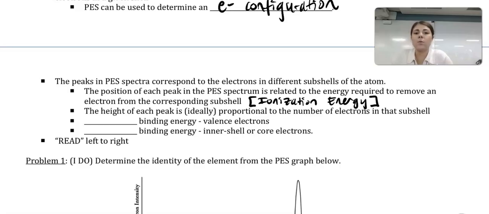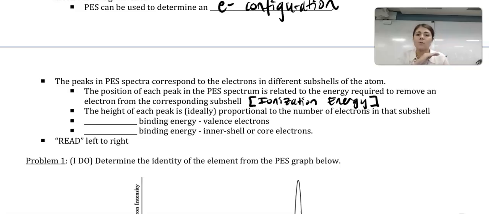Please note, when we remove electrons from energy levels, we always work our way outside in. You wouldn't just start with the 1s and remove electrons. You would start with your valence electrons and work your way towards the core electrons. The height of each peak is ideally proportional to the number of electrons in the subshell. So when we talk about the y-axis, we're talking about the number of electrons, based off height.